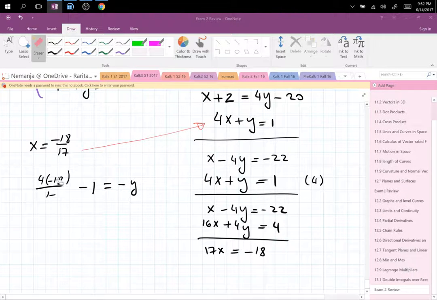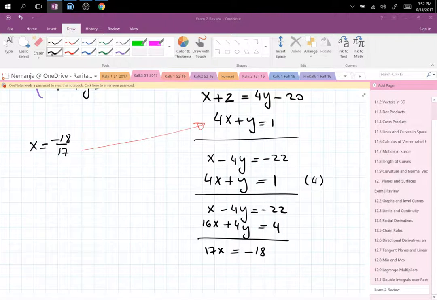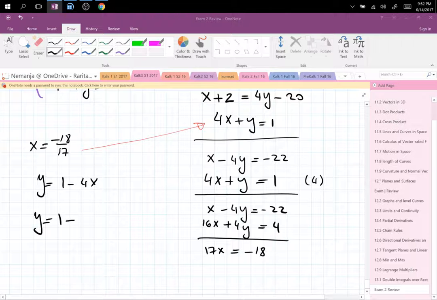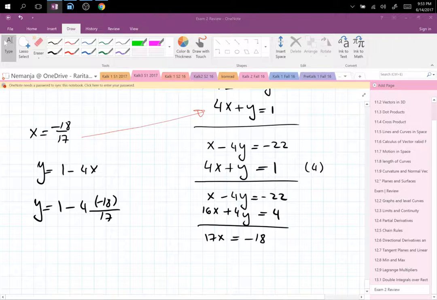I don't like it, too many negative signs. So y is equal to 1 minus 4x. Y is equal to 1 minus 4 times negative 18 over 17. And there you have your y, right? 4 times 18. Very good. And 1 can be written as 17 over 17. So that gives 89 over 17.